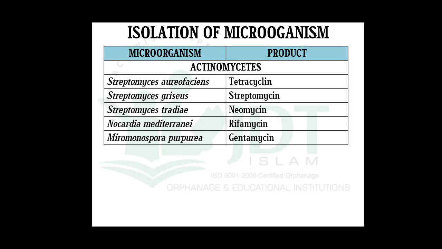And then by using actinomycetes like Streptomyces aureofaciens for the production of tetracycline, Streptomyces griseus for the production of streptomycin, Streptomyces fradiae for the production of neomycin, then Nocardia mediterranei for the production of rifamycin, then Micromonospora purpurea for the production of gentamicin. So these are the different microorganisms and their products which can be produced by fermentation process.